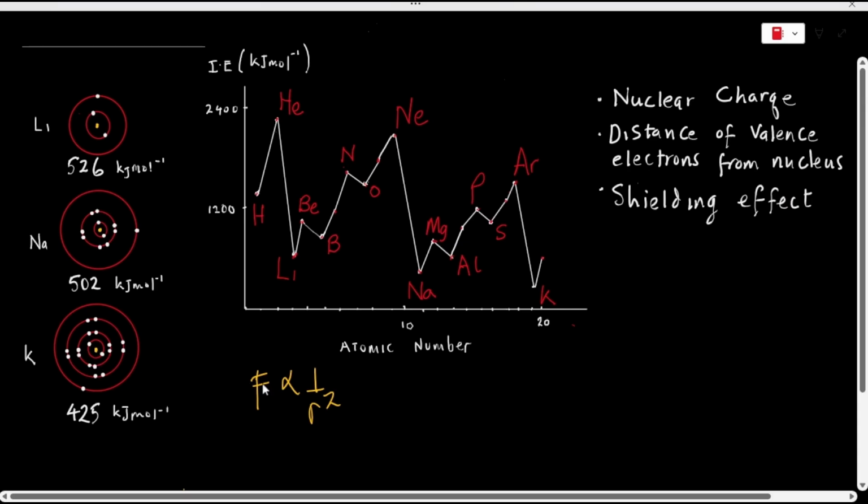So these are the reasons why the ionization energies of elements show that trend, and these are the reasons that account for why the ionization energies increase gradually from the left of the periodic table to the right, and also decrease as we go down the group.